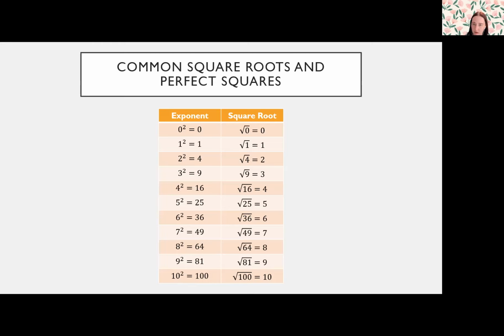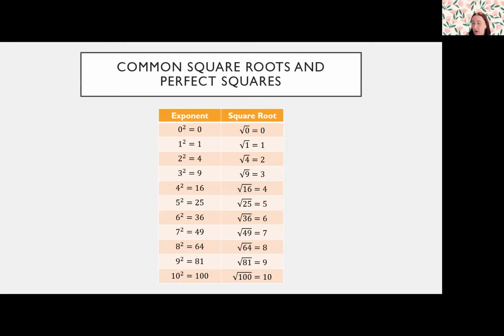So 2 squared is equal to 4. So when you take the square root of 4, you get 2. You get the number underneath the exponent because it's undoing that exponent. So 3 squared is 9, so the square root of 9 gives you 3. It gives you the base, the number underneath the exponent.